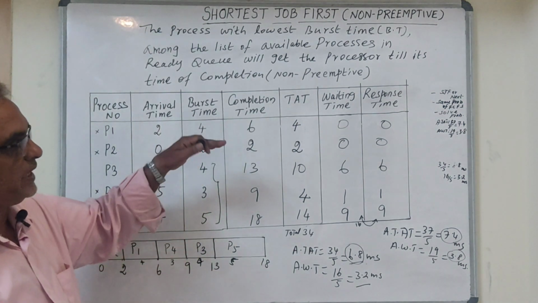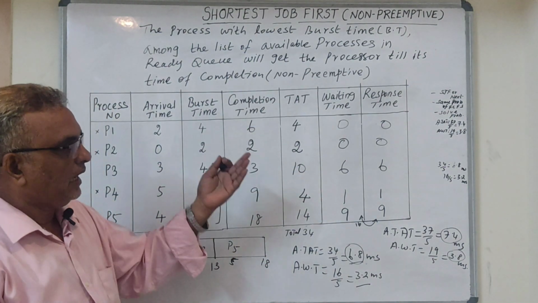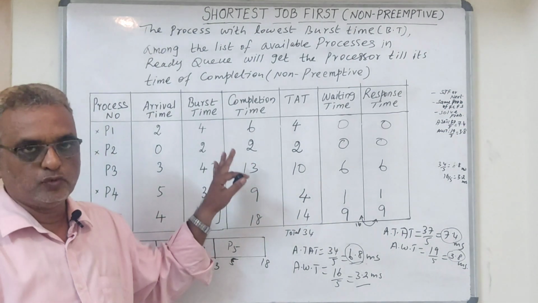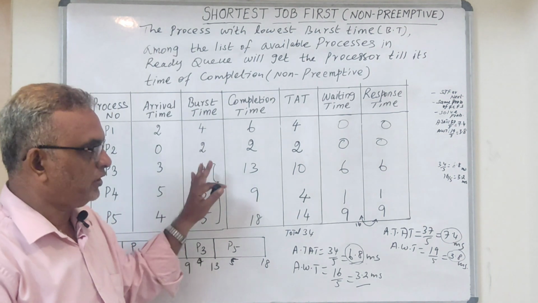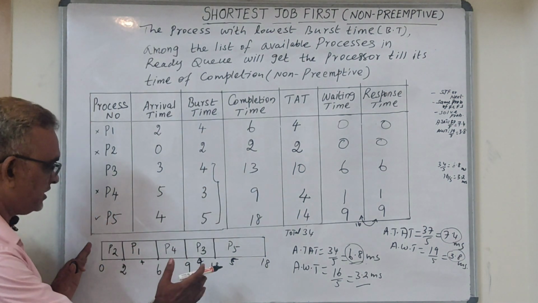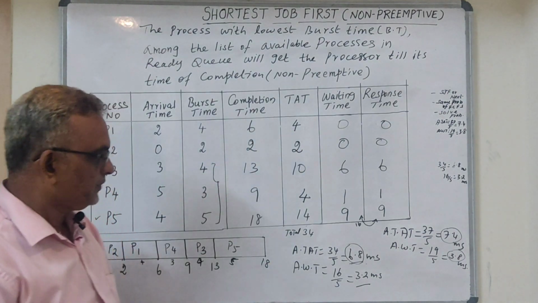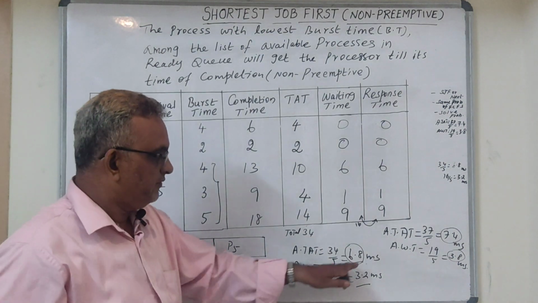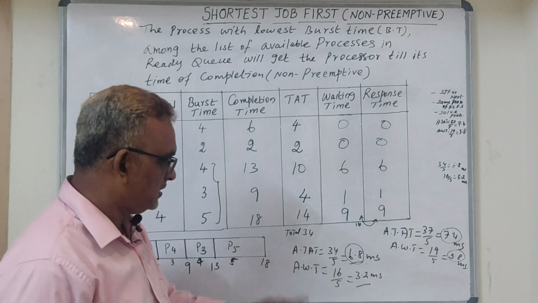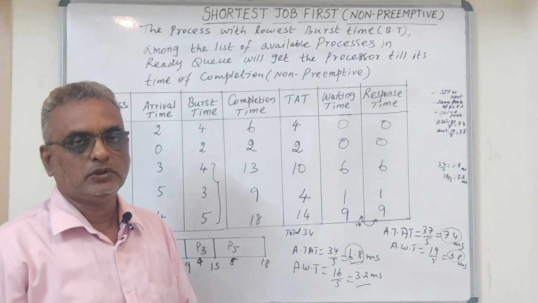So I have explained what is meant by the shortest job first or next algorithm, and I gave an example, the same example we used in first come first serve scheduling policy. We calculated with the help of the Gantt chart, finding out completion time, turnaround time, waiting time and response time. Finally we compared the results of first come first serve with the results of SJF. I hope you understood. Thank you.